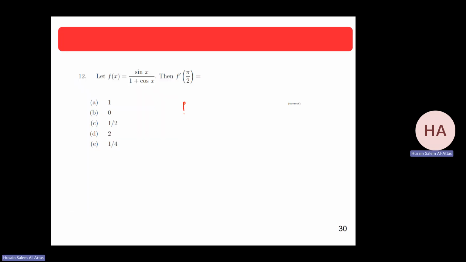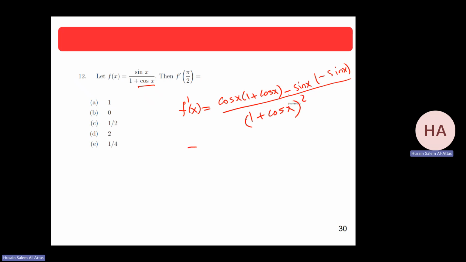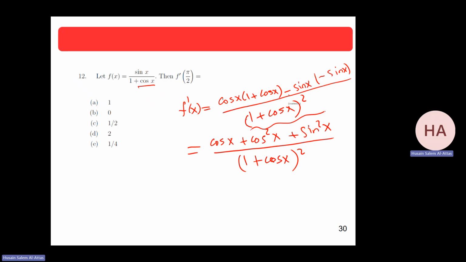Different one. Okay, so I need to find f prime, then substitute at pi over 2. So that will be cosine times 1 plus cosine, minus sine times the derivative of this, which is minus sine, over (1 plus cosine x) all squared. And that gives me what? Cosine x plus cosine squared plus sine squared over (1 plus cosine x) all squared. This is 1. And you can substitute.